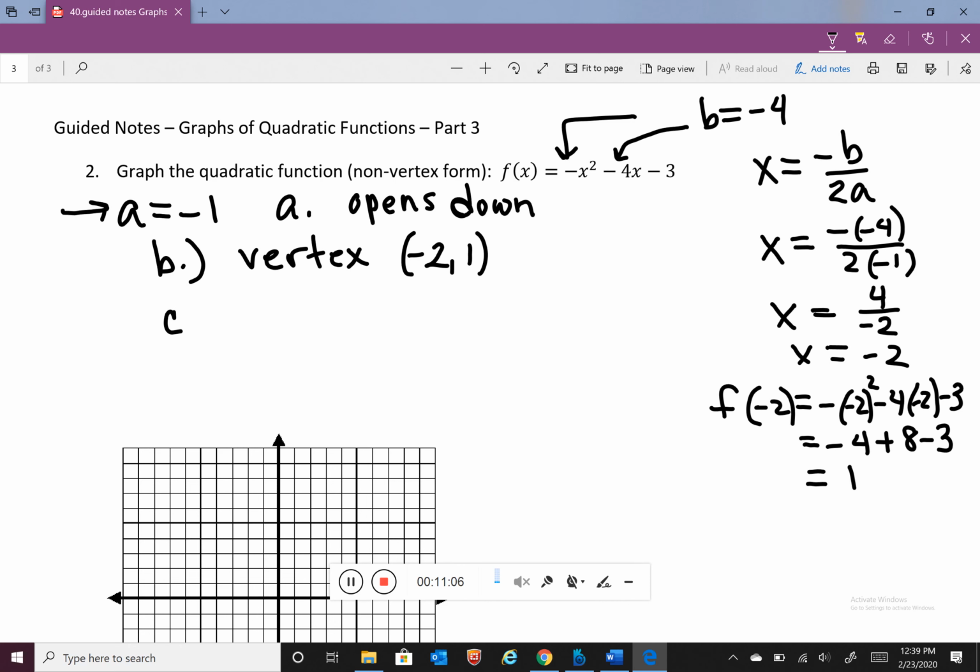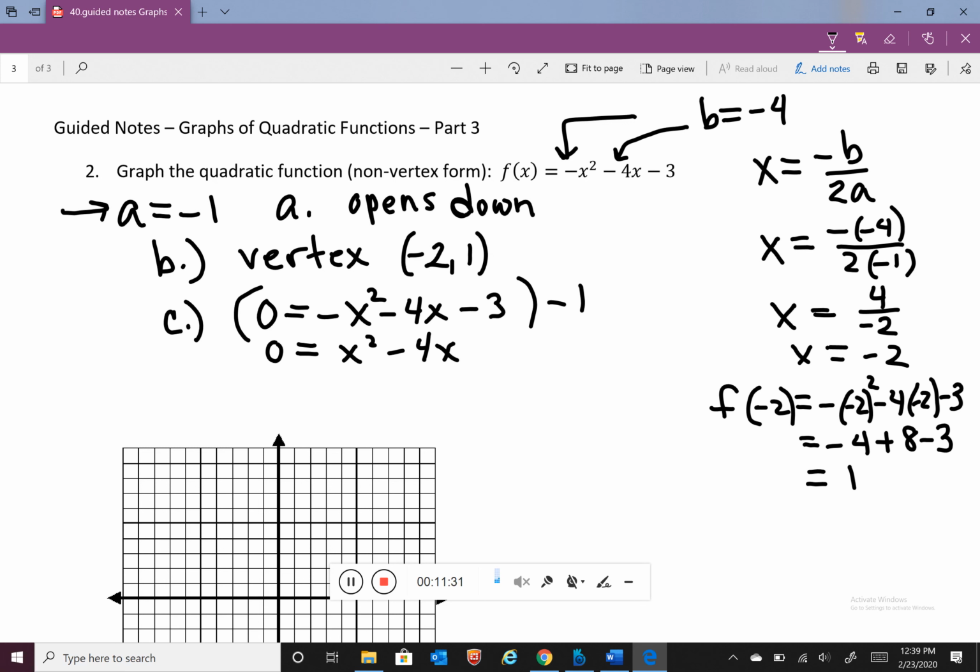Our x-intercepts are found by letting y equal 0, so we're going to set our function equal to 0. And notice we have negative x squared minus 4x minus 3. So because this is now an equation set equal to 0, we can multiply through by negative 1, which gives us 0 equals x squared, or pardon me, plus 4x plus 3.